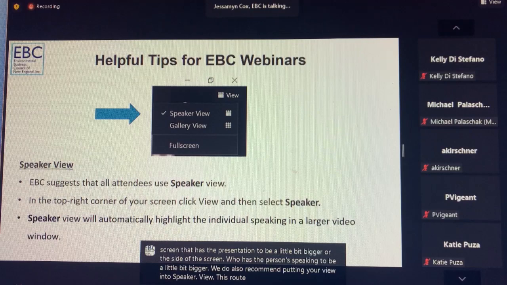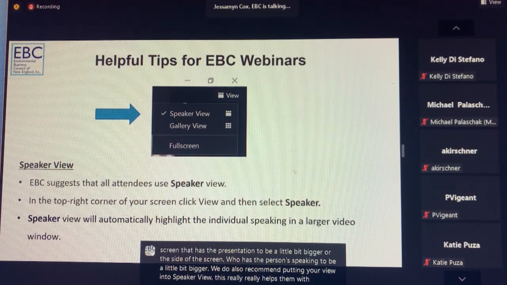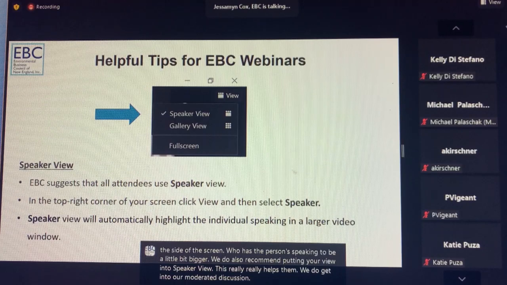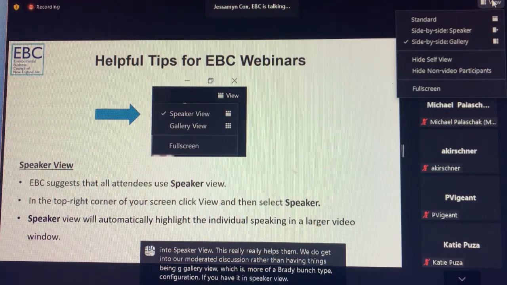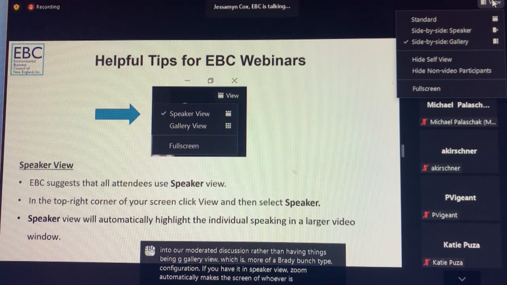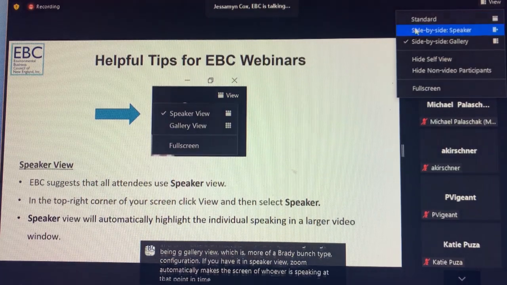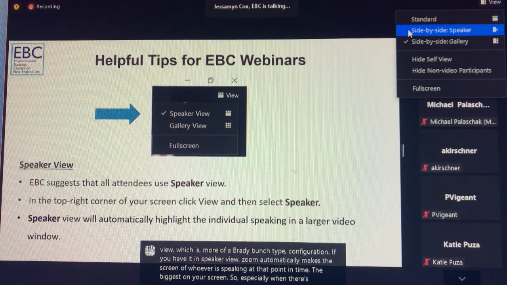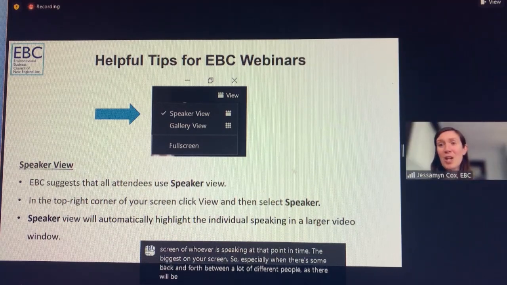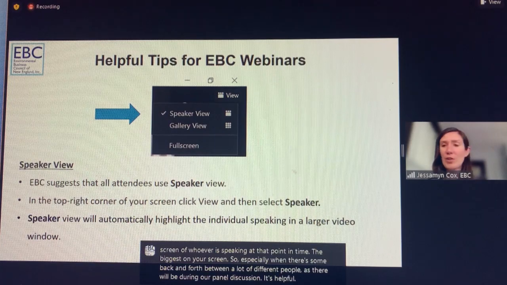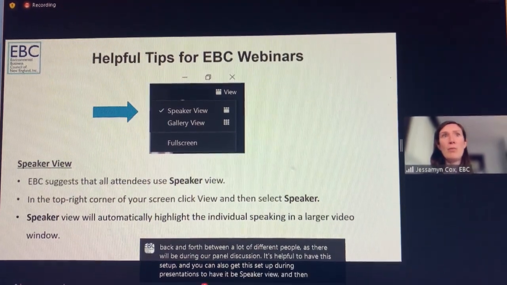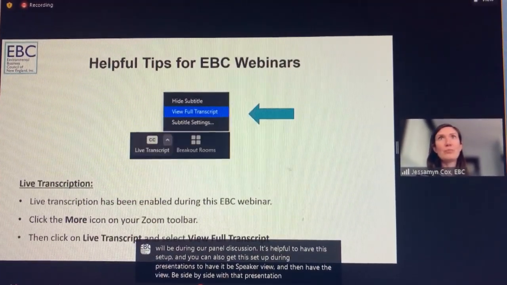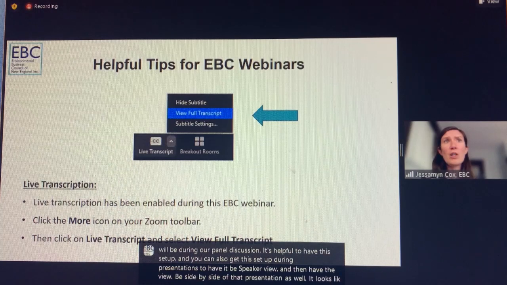This really helps when we do get into our moderated discussion. Rather than having things be in gallery view, which is more of a Brady Bunch type configuration, if you have it in speaker view, Zoom automatically makes the screen of whoever is speaking at that point in time the biggest on your screen. So especially when there's some back and forth between a lot of different people, as there will be during our panel discussion, it's helpful to have this set up. And you can also get this set up during presentations to have it be speaker view and then have the view be side by side with that presentation as well. It looks like someone already activated this today.